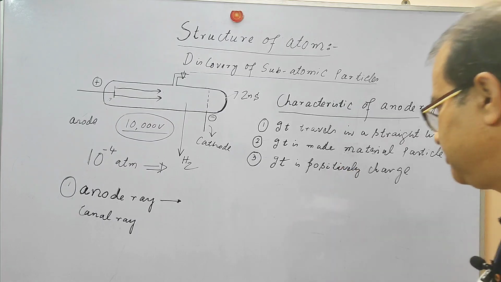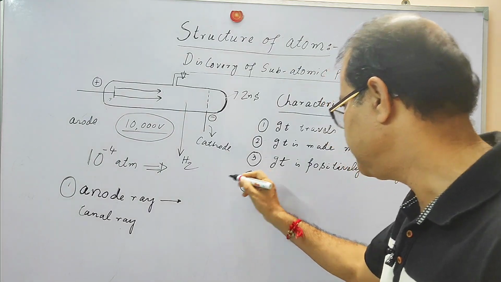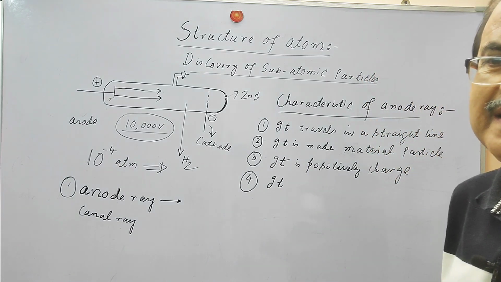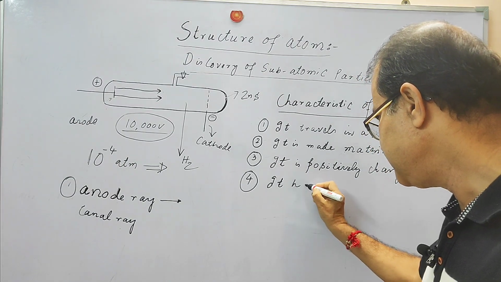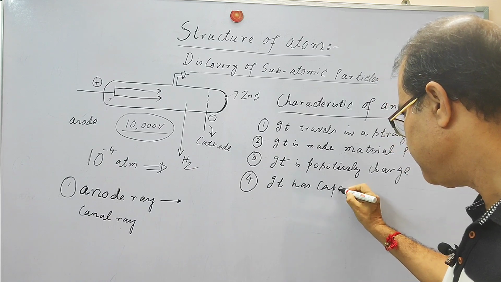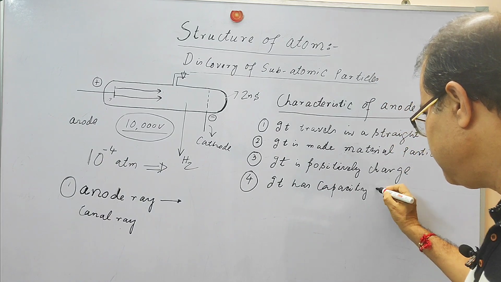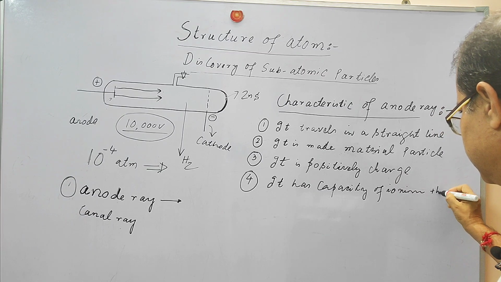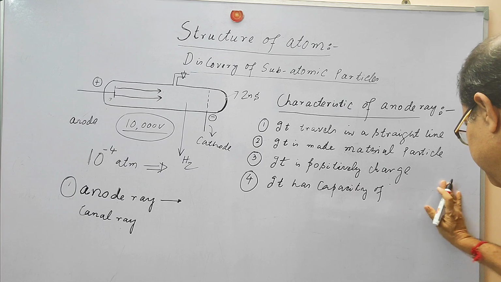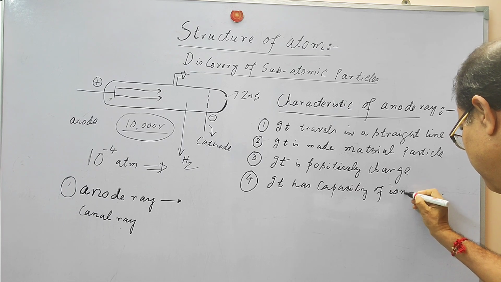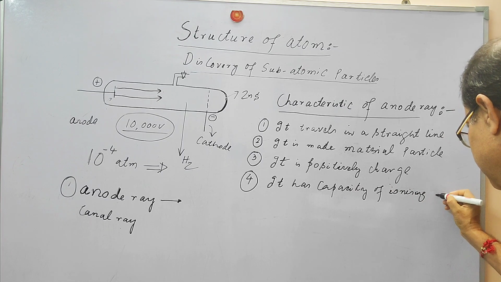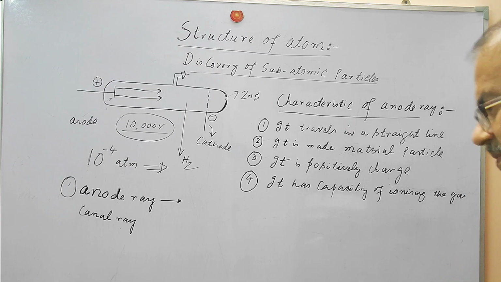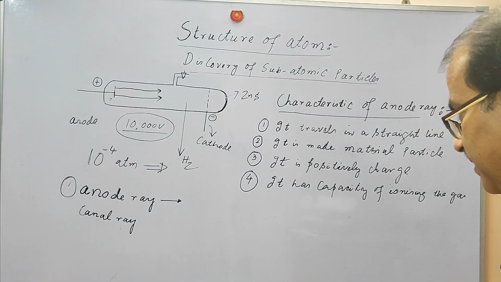Number 4 point, you can see that it has the capability of ionizing the gas inside. But its capacity is more than the cathode ray.